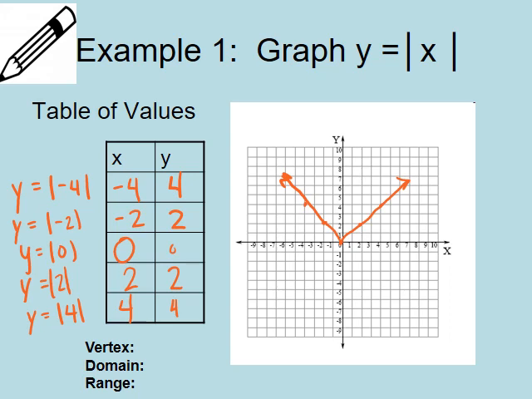Vertex, just as it sounds, where does the vertex occur on this graph? It's at the point 0, 0. So maybe make a little note off to the side that the vertex should be written in point form.